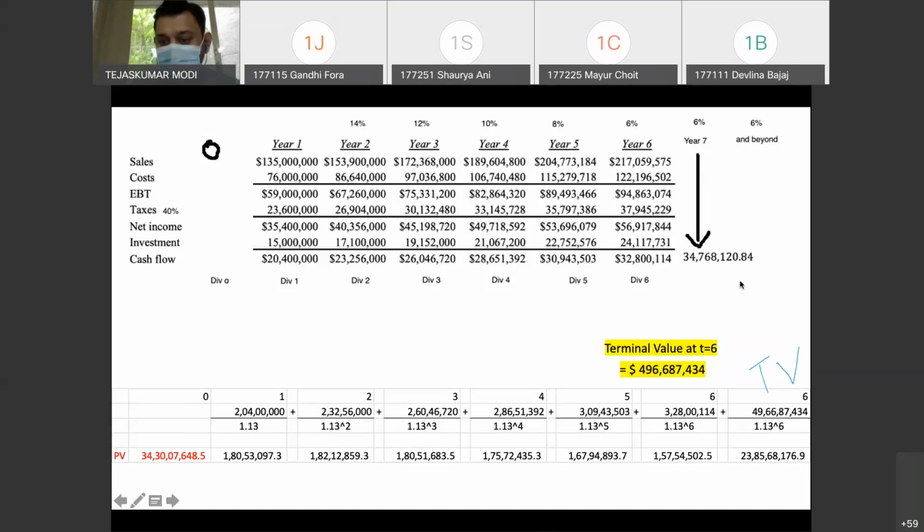And then terminal value we have captured for all the cash flows beyond time 6, that is 496 million. So because it is at time 6, what is the value today? 23.85. So if I do that sum of all, the value is 34 crore 30 lakh 7,648. That is the present value of the firm. Please ask me questions in calculations at least, or conceptually, please.